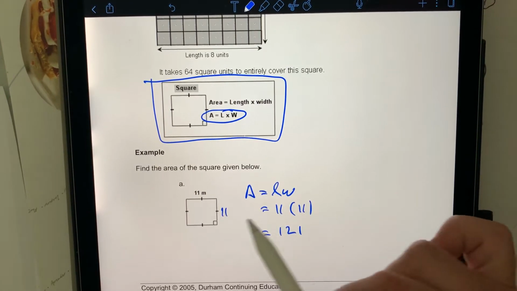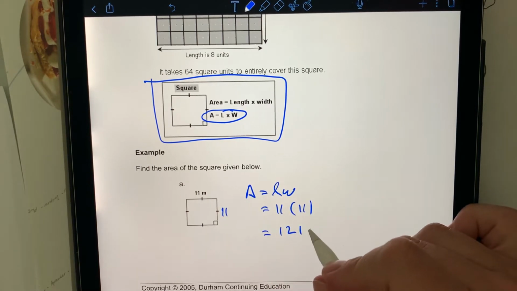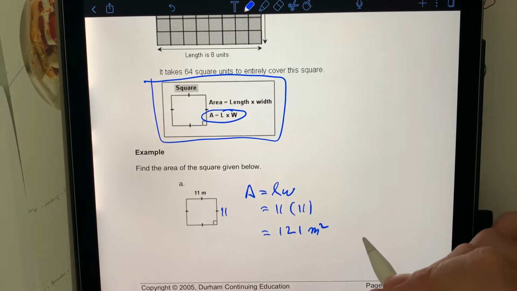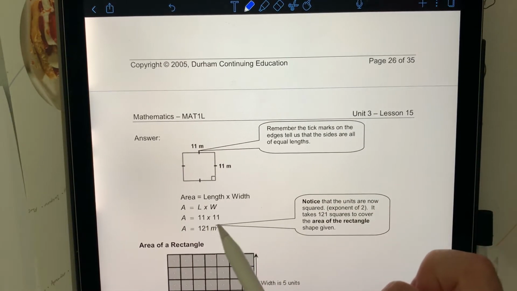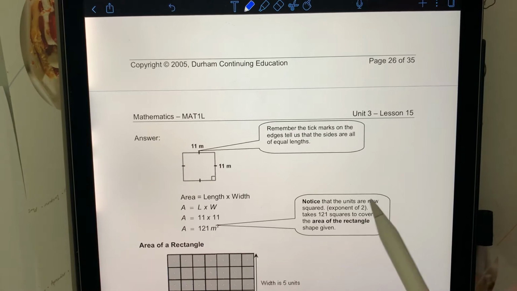But what are the units? 121, oh, that's meters. So that's square meters, or meters squared. And that's our final answer. Here's the answer, what they show it to us. And they show that 11 times 11, 121 squared meters. And that's what we gotta do.